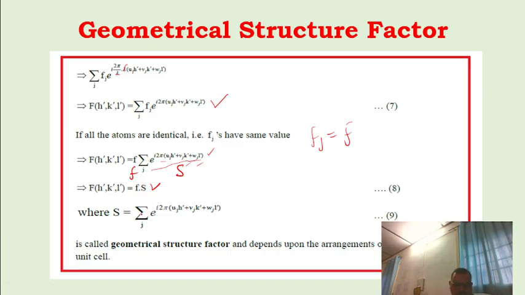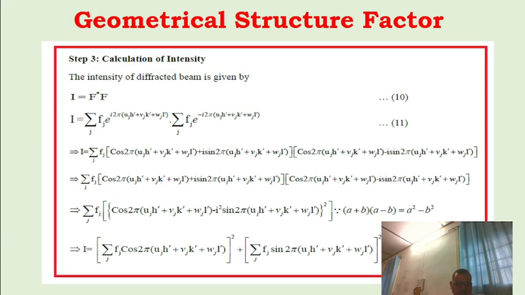Where S, this term exponential iota 2 pi uj h dash plus vj k dash plus wj l dash, is your geometrical structure factor. This geometrical structure factor depends upon the arrangement of atoms within the unit cell. So it means it varies: simple cubic, BCC and FCC have different values. Okay, so step number 3, calculation of intensity.